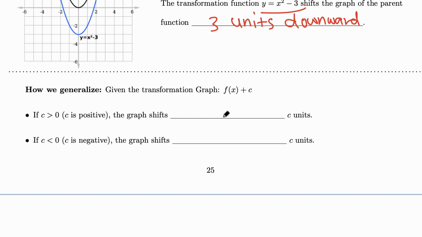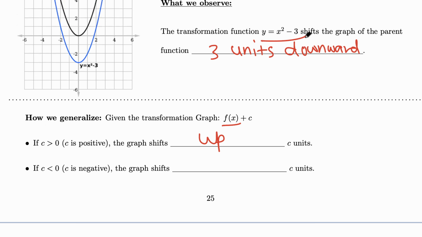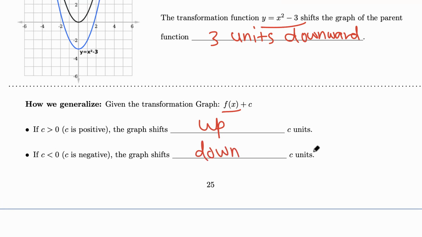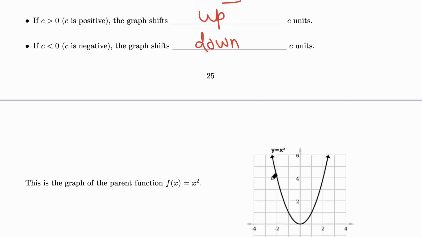So we can generalize in this way. If outside we have plus c or minus c: if c is positive, that means plus c, so it shifts up. But if c is negative, like here, minus 3, then downward.